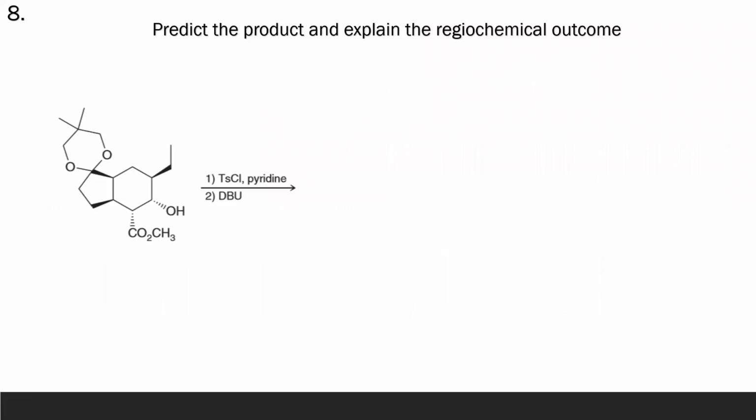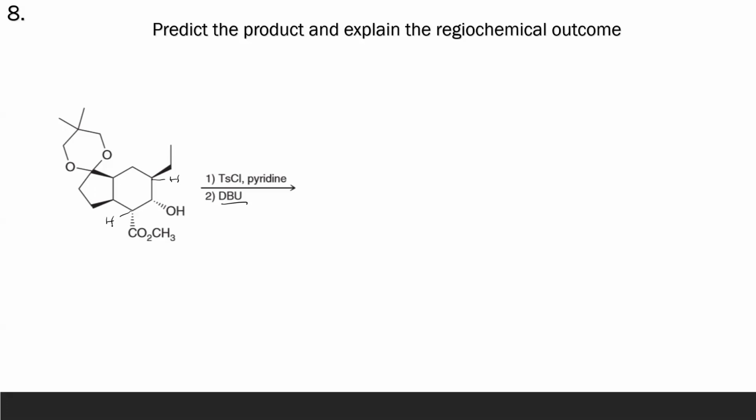Question 8, predict the product and explain the regiochemical outcome. Okay, so we know that tosyl chloride can turn a poor leaving group, like an alcohol, into a good leaving group. And we know that DBU is a strong base. So what we're doing is we're turning an alcohol into a good leaving group, and then we're performing an elimination type reaction. So when we do elimination reactions, we first need to identify our beta protons. And in this case, we have 2.